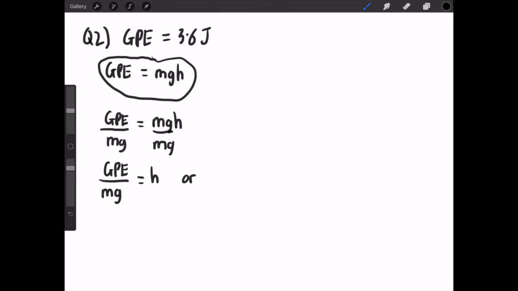Or, let's put some numbers in here, 3.6 divided by, what was the mass, 0.05 times 9.8. I think you'd be okay to use 10 and to two significant figures, that will give you about 7.2 metres. So that's how you would calculate the height. And again, like the previous one, it wouldn't really get to that height because it would lose some energy to air resistance. So it would be slightly less than that. But if it's in a vacuum, if it was a perfect energy transfer, that would be the maximum height it could get to.